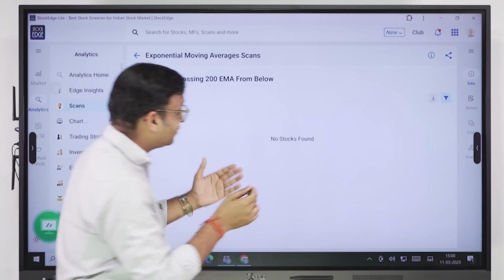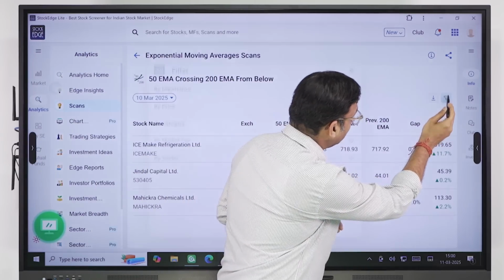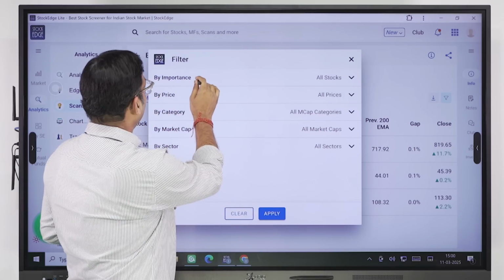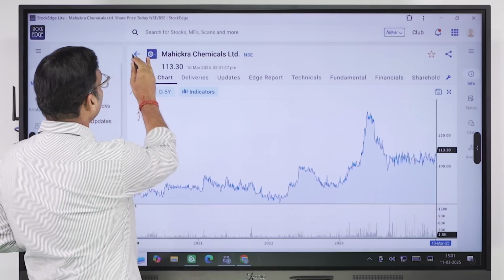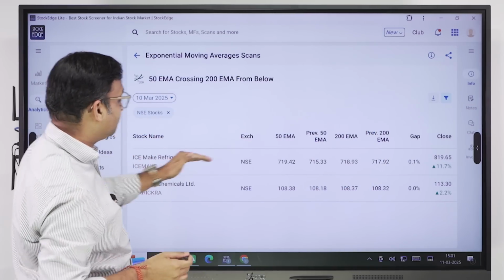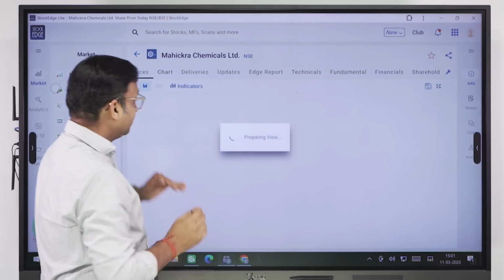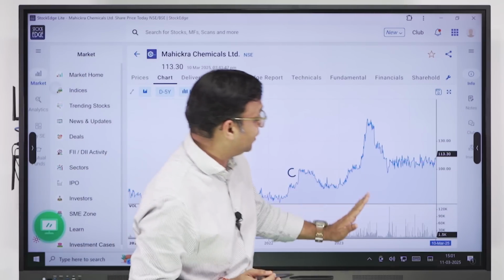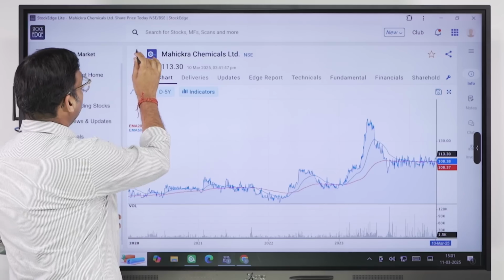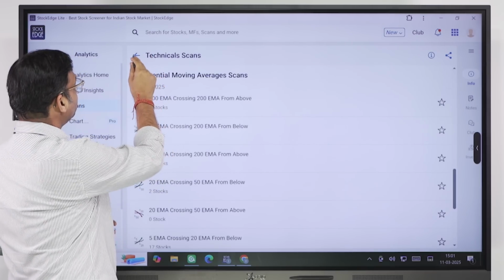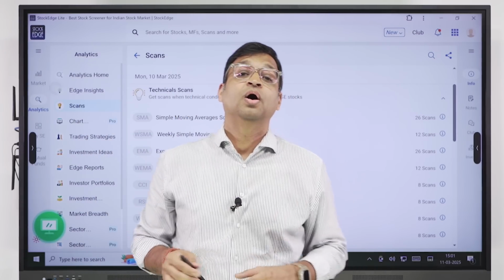No. As of yesterday, there was no stock which was crossing this. Let me see if we have any NSE stock here or BSE stock, whatever. But let's have only NSE stock for the time being. Okay, do we have an NSE stock here where a moving average crossover has happened? Yes. Ice Make Refrigerator is there. Mihi Chakra Chemical is there. These are the stocks where some kind of crossover is happening, where the medium-term moving average is crossing the long-term moving average. By looking at these data points, one can also make good scans in identifying stocks, which I will teach you over a period of time.